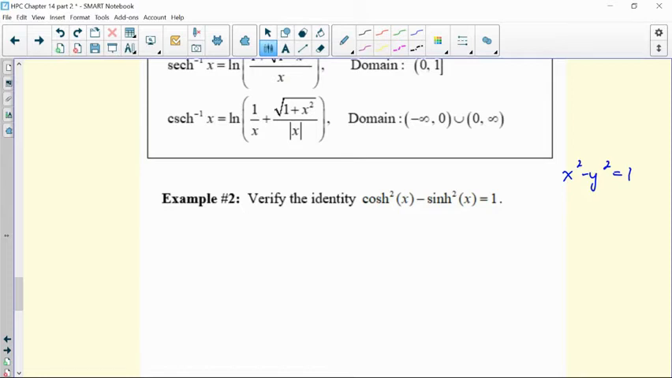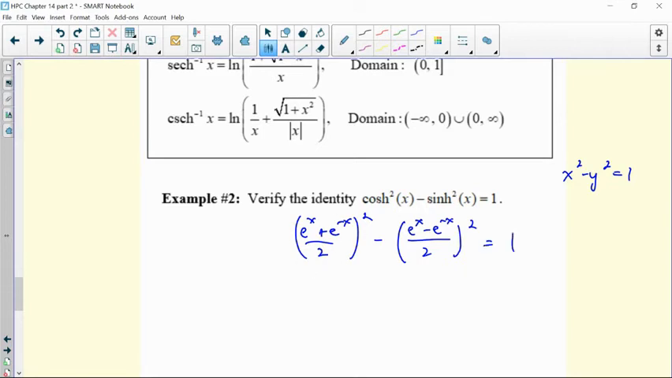It's kind of like our proofs in pre-calc last year. So let's expand. What does it mean to be hyperbolic cosine, and then square that? Remember, hyperbolic cosine is (e to the x plus e to the negative x) over 2. We're going to square that, and then subtract hyperbolic sine, which is (e to the x minus e to the negative x) over 2, squared. And I'm claiming that equals 1.